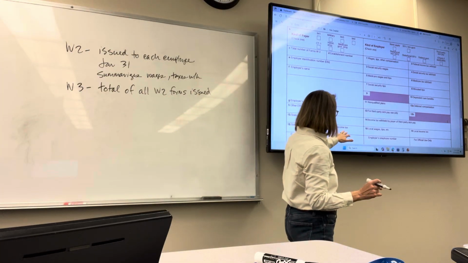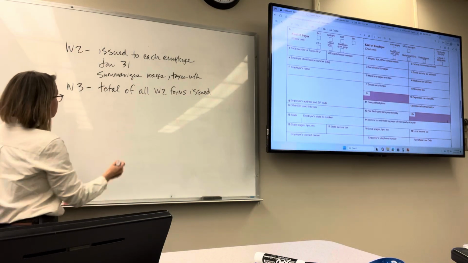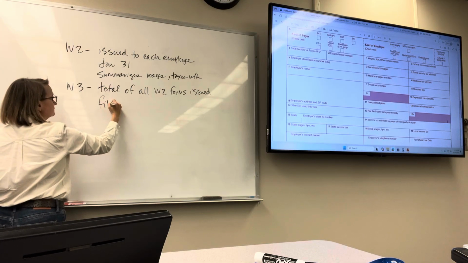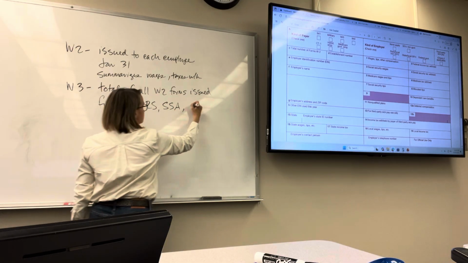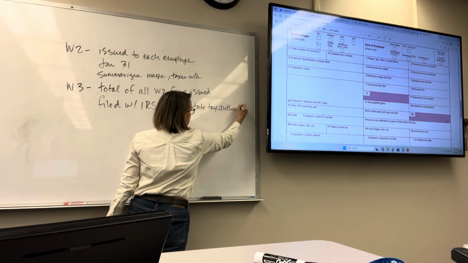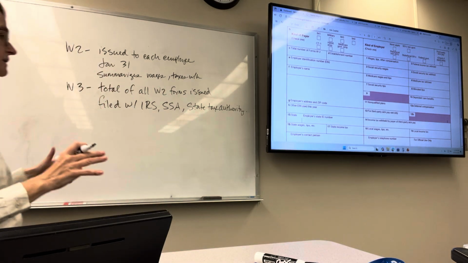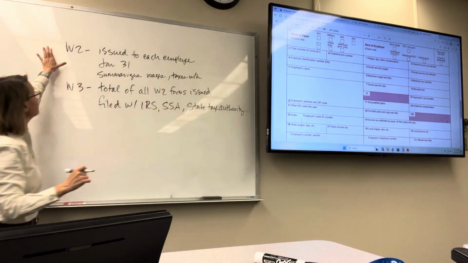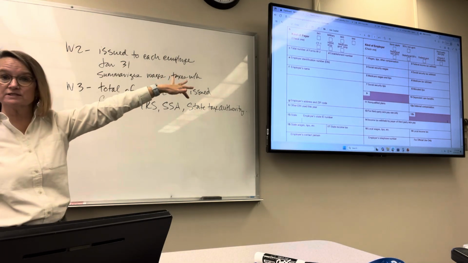So you can see there's a place down here to total up all of the state wages as well. So this is just sent off to, filed with the IRS, Social Security Administration, State Tax Authority. So it reports to these agencies exactly how much was paid, how much was withheld for the whole year. Now, the total of the W-2s has to equal exactly the amount that's listed on the W-3.